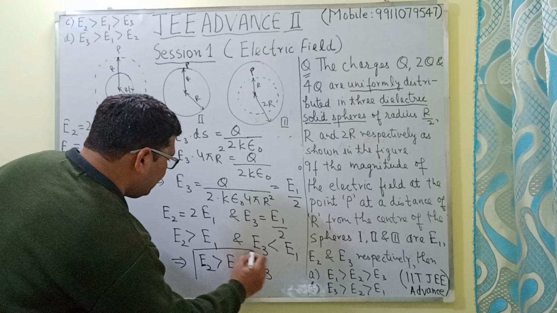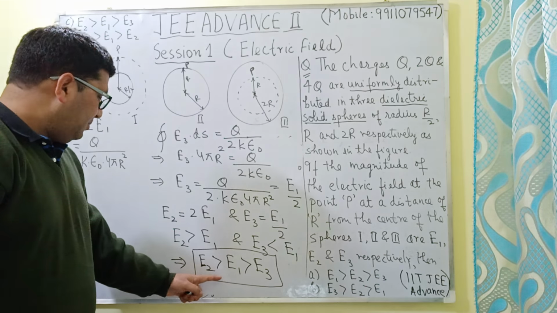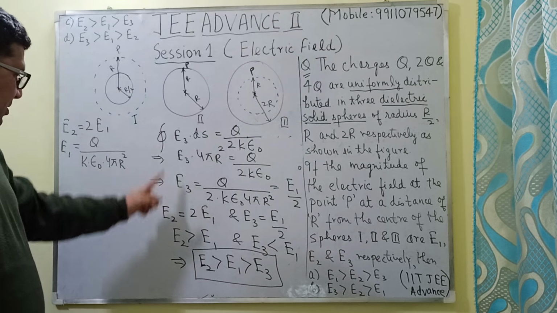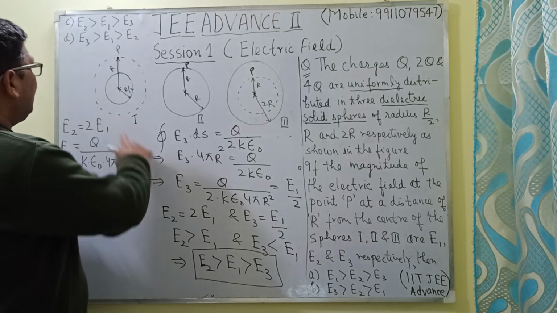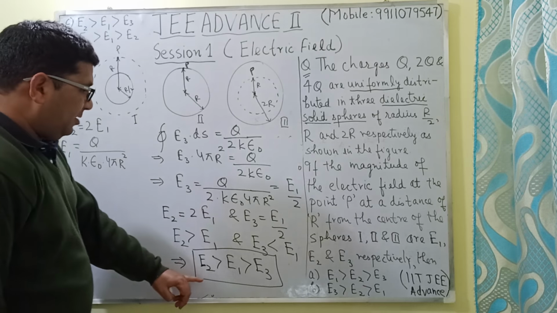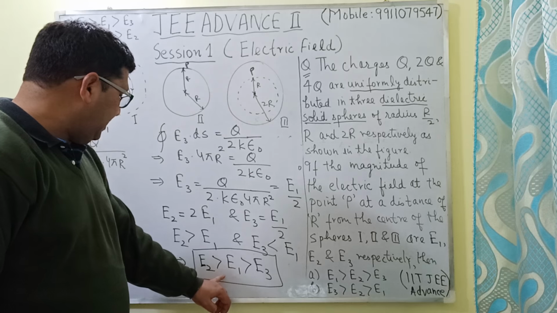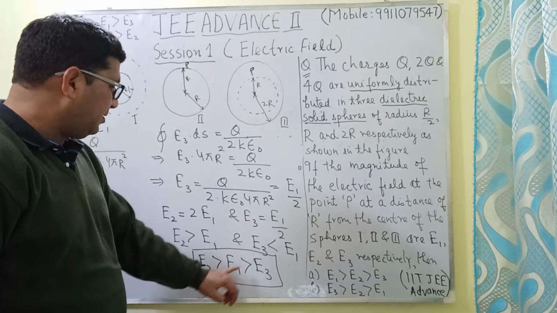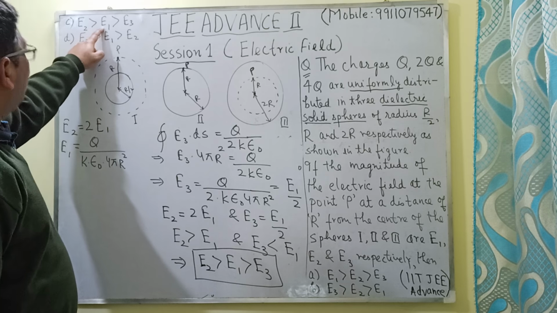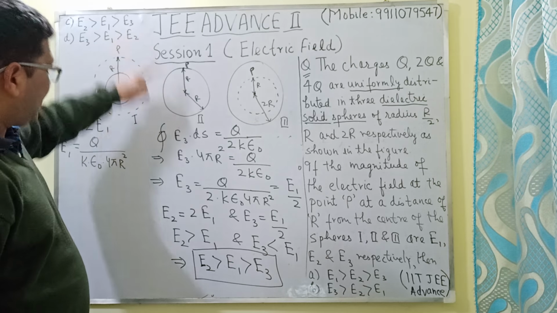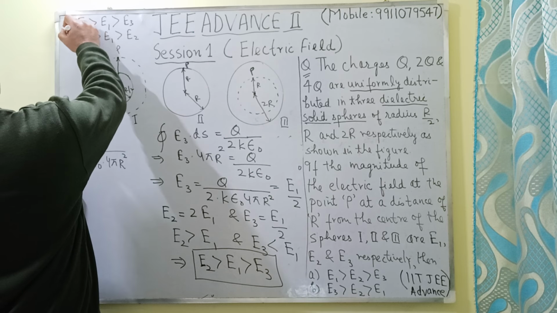So this is the relation which I have from this solution, and I have got four options here. E2 is greater than E1 and E1 is greater than E3. So the correct option is C.